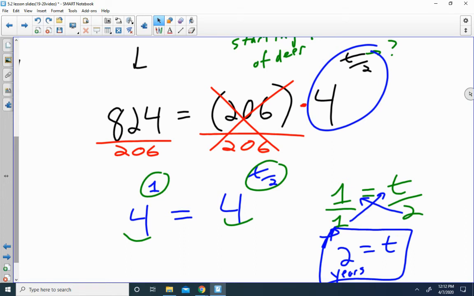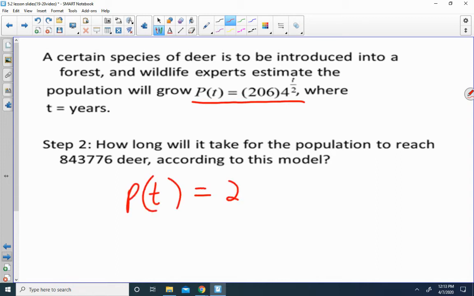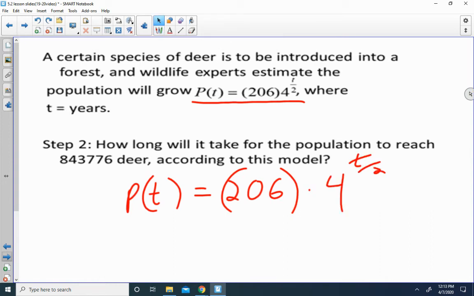This one's going to be interesting. So we still got the same species of deer. We still got the same population equation, so 206 times 4 to the power of t over 2. But now let's read the question. How long will it take for the population to reach 843,776 deer, according to this model?